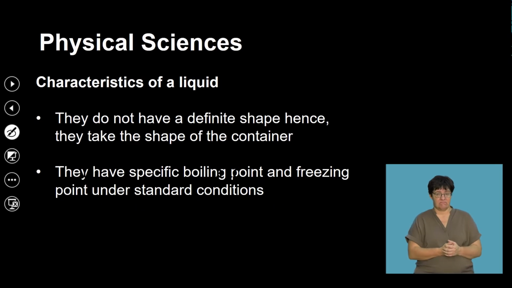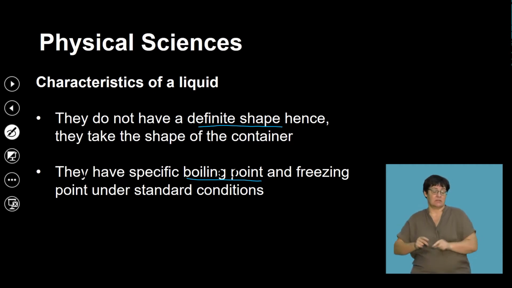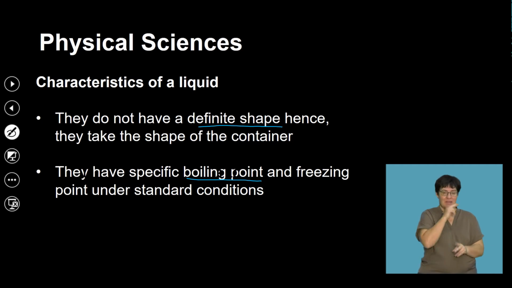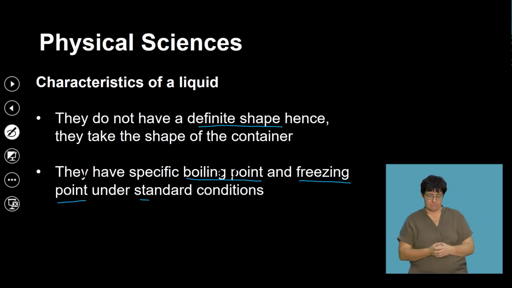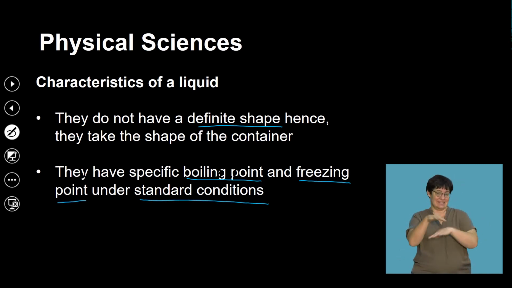Okay, and then we also understand that they do not have a definite shape. That's why they take the shape of the container, okay? And they have a specific boiling point and freezing point under specific conditions. So the boiling point has a lot to do with the temperature at which a certain phase change occurs, as well as the freezing point, okay? But this is under standard conditions. We shall discuss what exactly standard conditions are all about, okay?